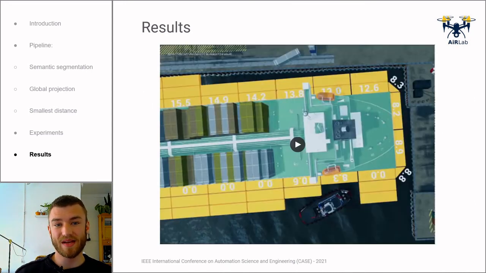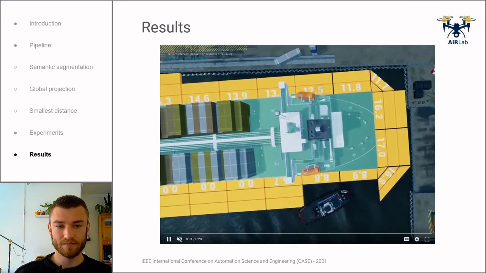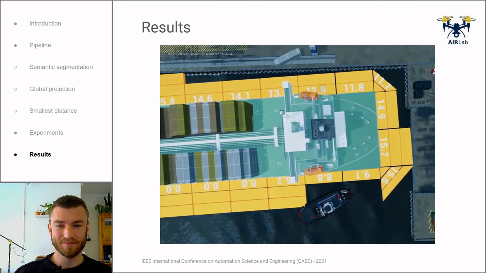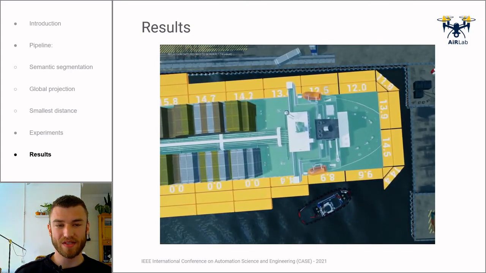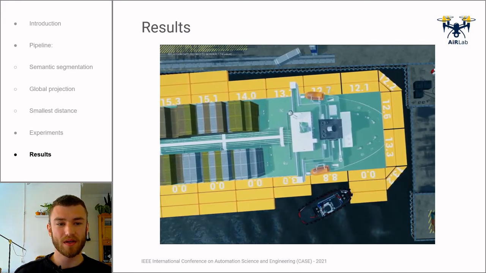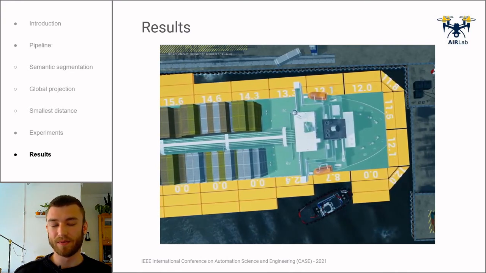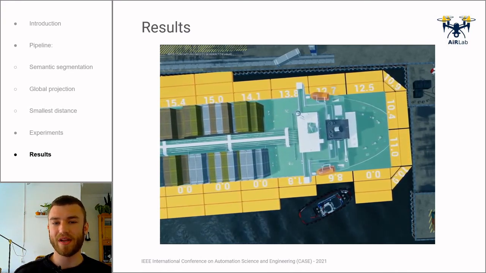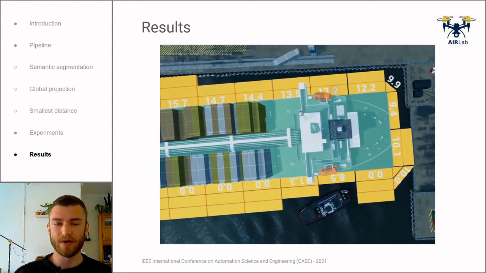So here's an example of our pipeline working in the simulation environment as well. As we can see here, when it's approaching the harbor, the numbers are getting lower and lower, showing the captain that we are getting closer to the harbor.